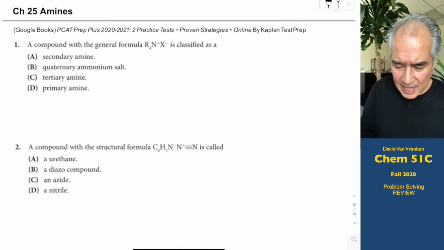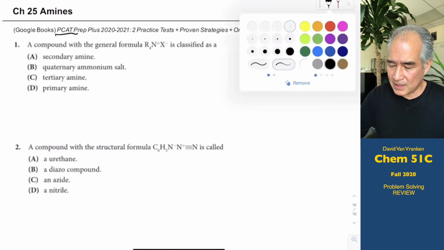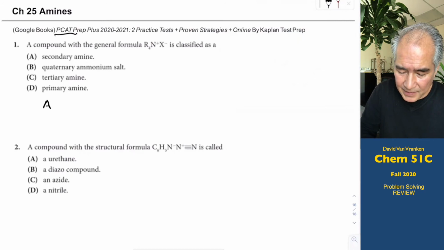Here's a question that came from the Pharmacy College Admissions Test, and it's asking you to characterize amines. I think I've mentioned that amine nomenclature is different from the nomenclature of carbocations and of alcohols. So let me draw examples of each of these types of amines. Type A is called a secondary amine. That's when you have an NH and 2 alkyl groups on there, R and R prime.